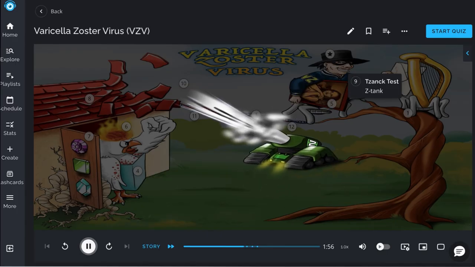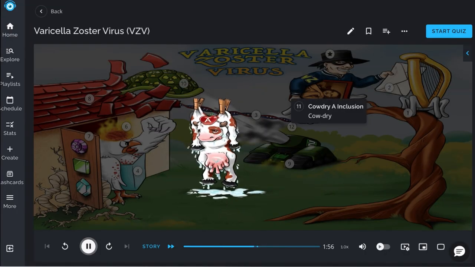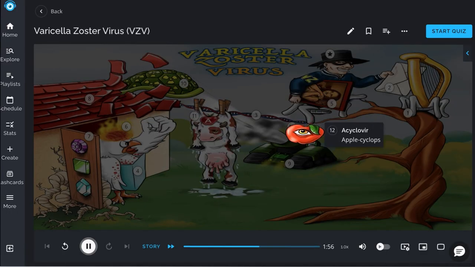The organism can be identified via Tzanck smear, the Z-tank, with visualization of multinucleated giant cells, the multinuclear giant shell, or the presence of Cowdry A inclusions, here the drying cow. Antiviral drugs like acyclovir, the apple cyclops, can be used to reduce the severity and duration of infection.